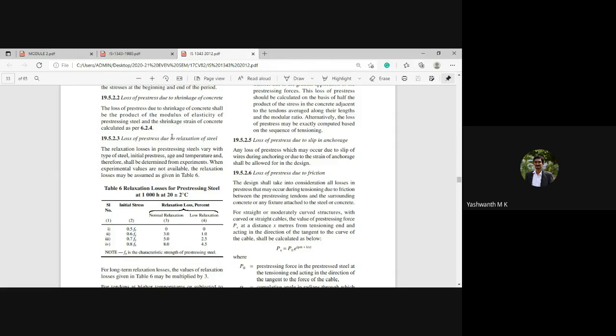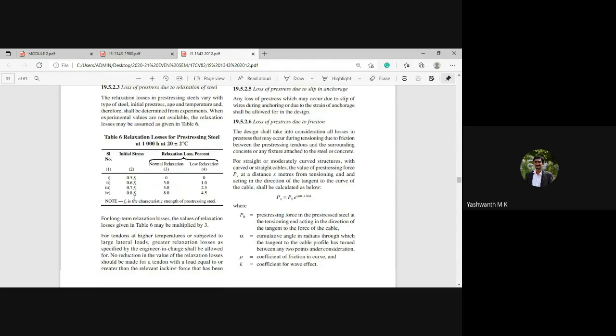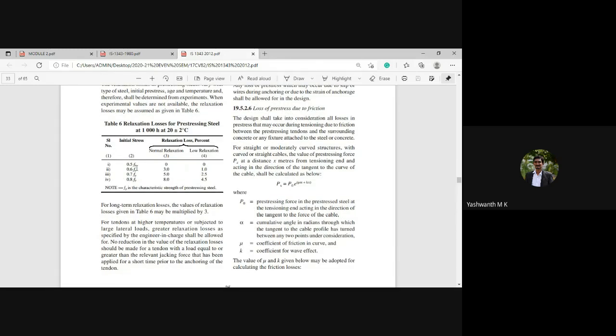See here, in the problem, if they are not going to mention the relaxation loss in percentages, as I stated, the relaxation losses are normally mentioned in percentage. If they do not mention anything, then we can calculate the relaxation loss based upon this formula. You can see it. So based upon Table 6, you can calculate the relaxation losses.